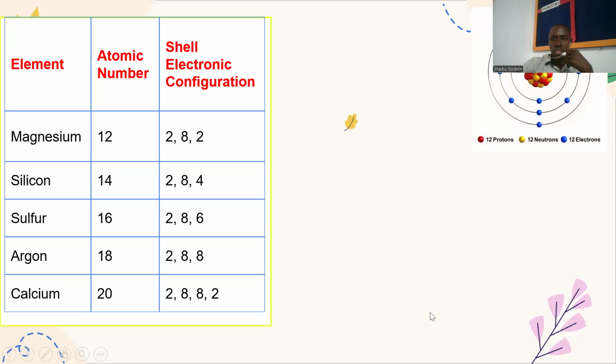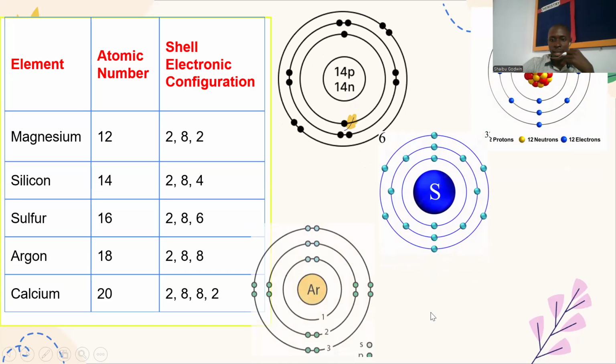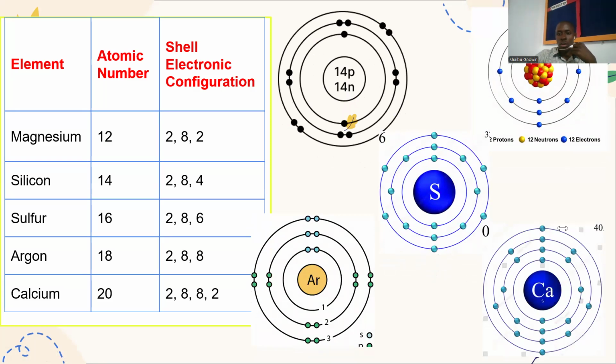Okay. This is how their Lewis structures will be like. Study them to count the number of electrons in each Lewis structure and confirm that they agree with this electronic configuration.